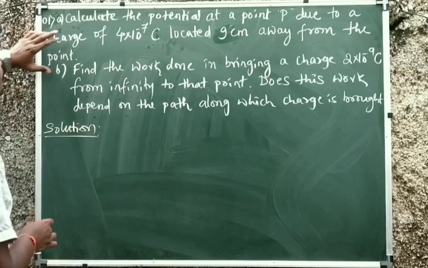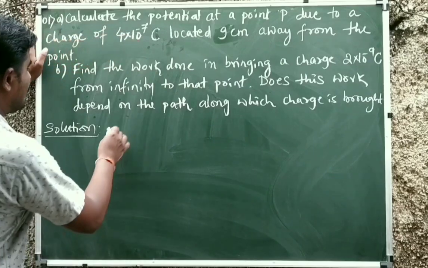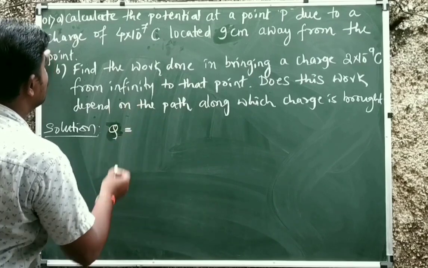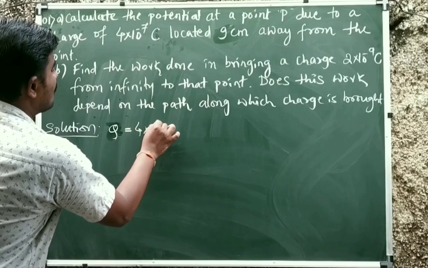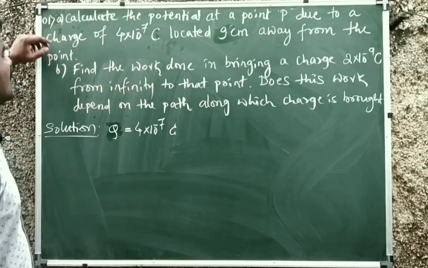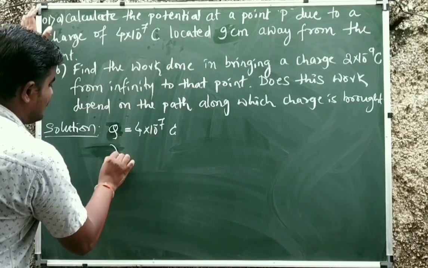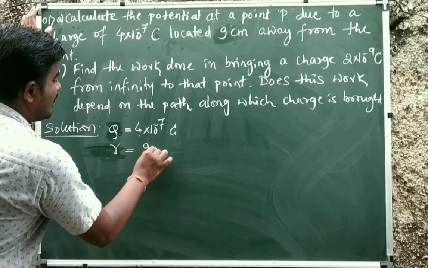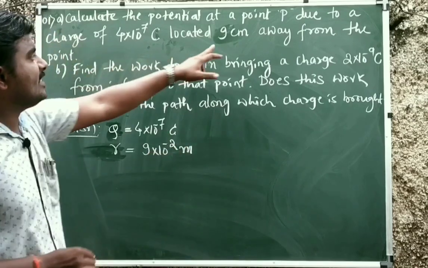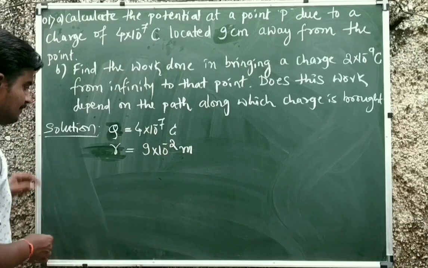First we shall write the given data. Charge Q, actually it is the source charge, Q is equal to 4 into 10 to the power minus 7 coulomb, located 9 centimeter away from the point P. Distance R is equal to 9 into 10 to the power minus 2 meter. Actually 9 centimeter is given; when you convert it into meter, 10 to the power minus 2 comes.